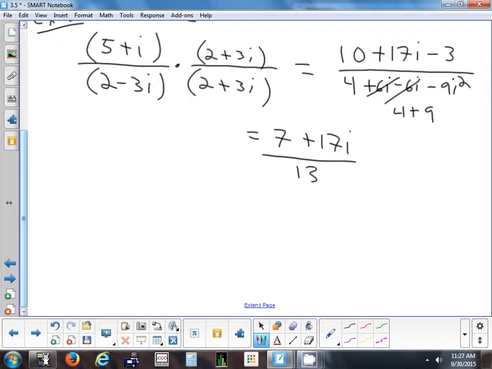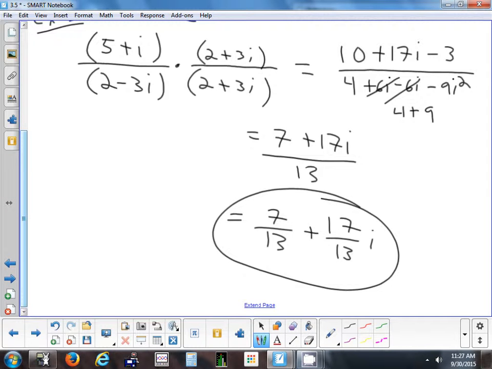Okay, your last step is just to write it in standard form. Okay, real part and then imaginary part. So to do that, just take each number and put it over 13 separately. Just like that. So the real part is 7/13. Imaginary part, 17/13. On the test, that's what I'll be looking for. Just separate it like I did there. All right. Any question on division?